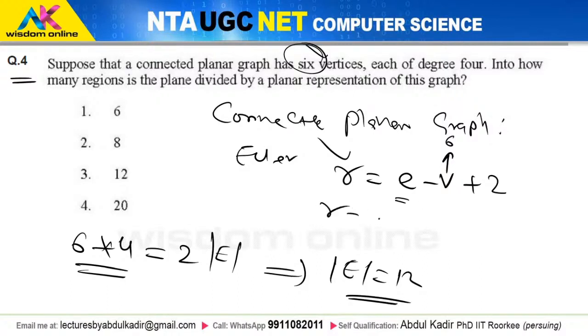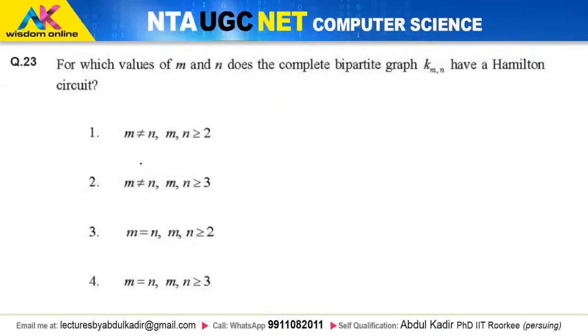So finally the number of regions will be the number of edges minus the number of vertices plus 2. You can see the answer will be 8. So just very simple, just apply the Euler formula. For a connected planar graph we have this Euler formula. We have seen this formula already. So the answer will be 8, because he is asking the number of regions.